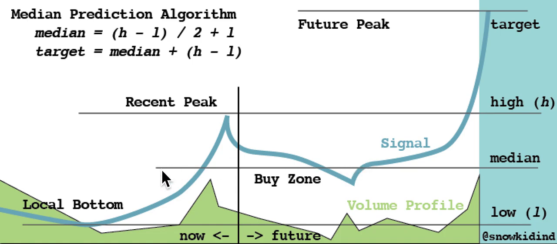So, what you have here is your local bottom. Notice the volume profile going up. Get your recent peak, then everybody sells it. So this is sort of like the pullback area right here. And what we're basically doing is evaluating the performance of this dump to decide what type of market is coming.